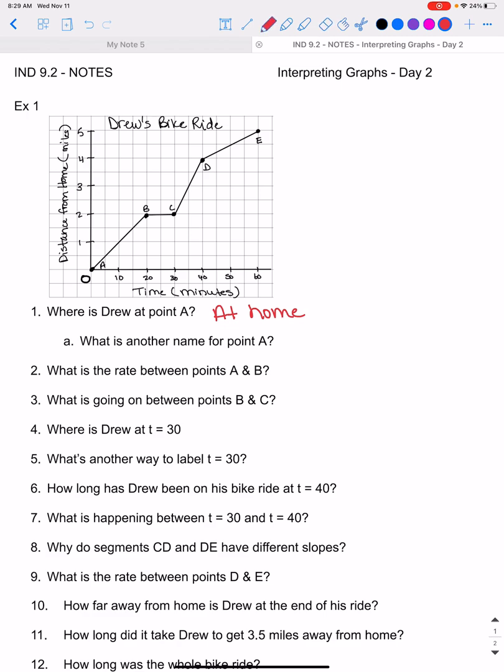And so we want to know, what is another name for point A? Well, point A is right here at 0, right? And because this axis is called time, we can call this t equals 0. So another name for point A is t equals 0, okay? And so this will come in handy here in a little bit when we start seeing some of this t equals in our questions. All right, so what is the rate between point A and point B?